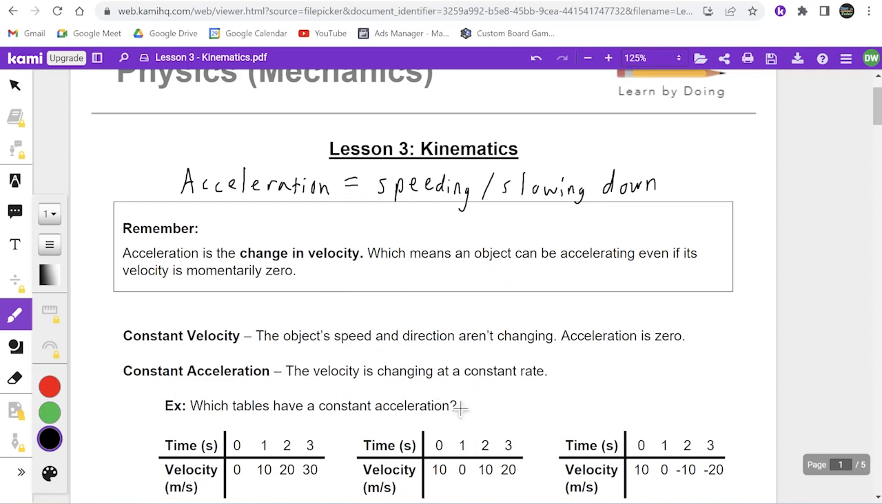Can anyone give an example of something moving at constant velocity? Like if you're on a highway and you're sticking to the speed limit, just 60 miles per hour.